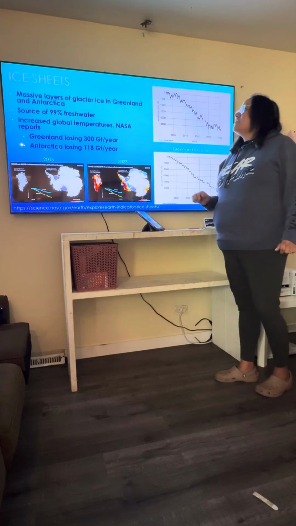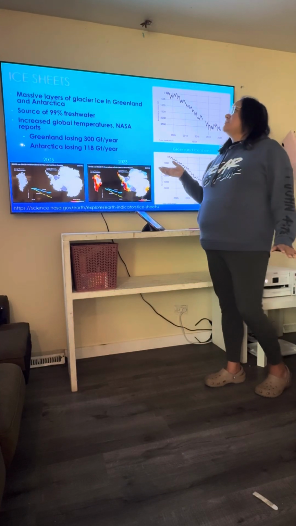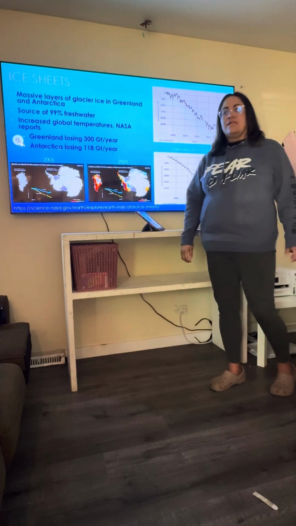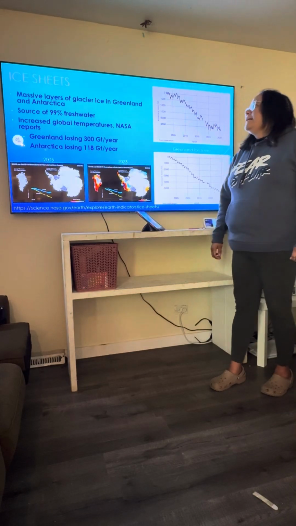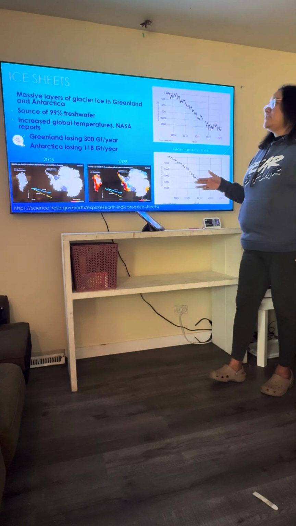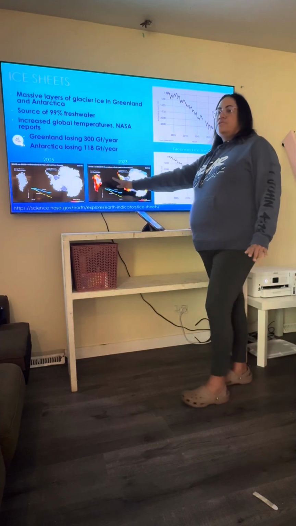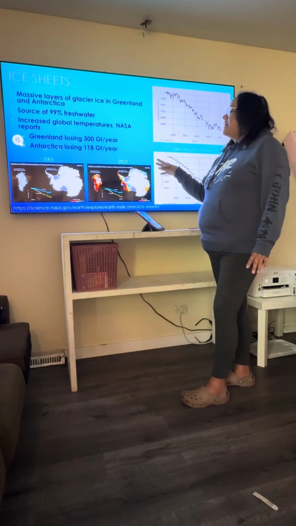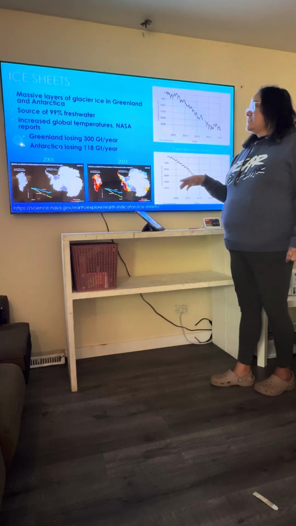And when that occurs, the issues of the ice sheets. So ice sheets are massive layers of glacier ice in Greenland and Antarctica, and they are sources of 90% of our fresh water. NASA reported increased global temperatures, and what is occurring is that the Greenland ice sheets are losing about 300 gigatons per year of their ice mass, and Antarctica is losing 118 gigatons per year.